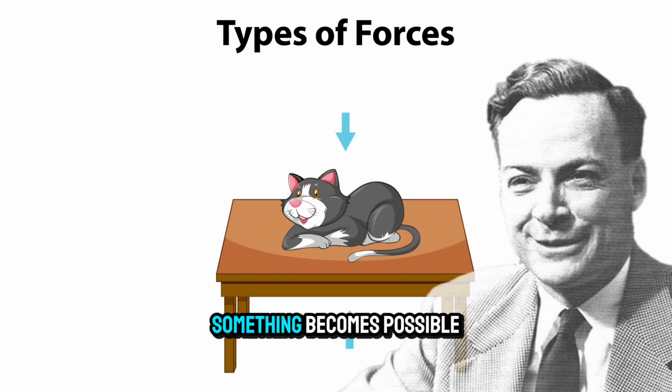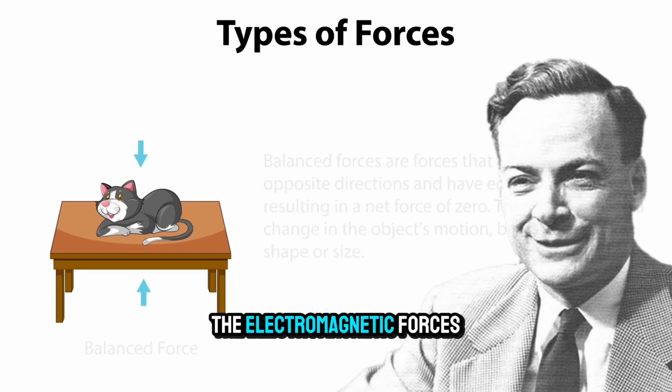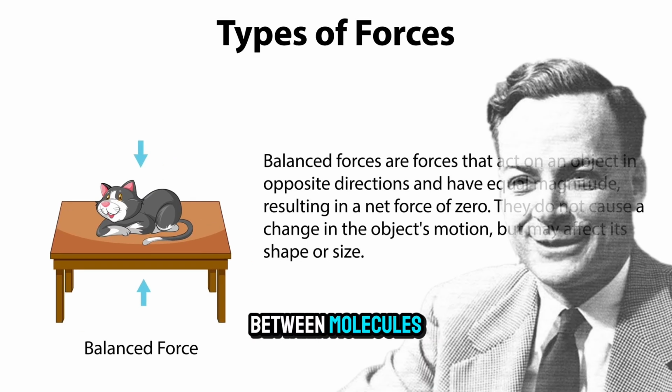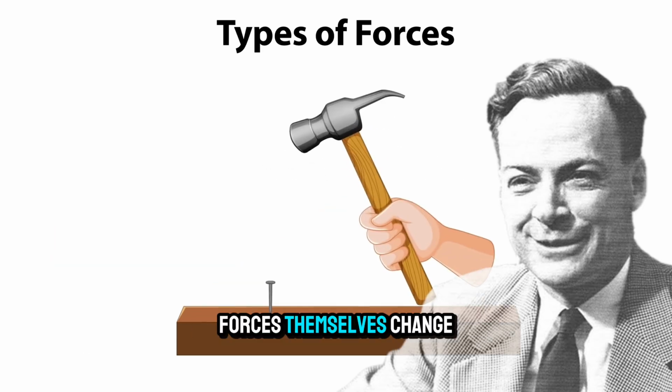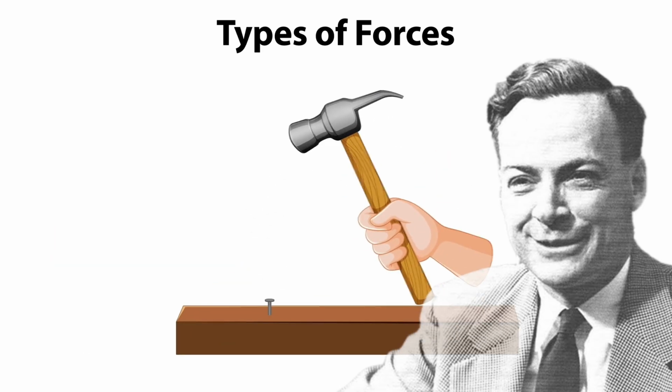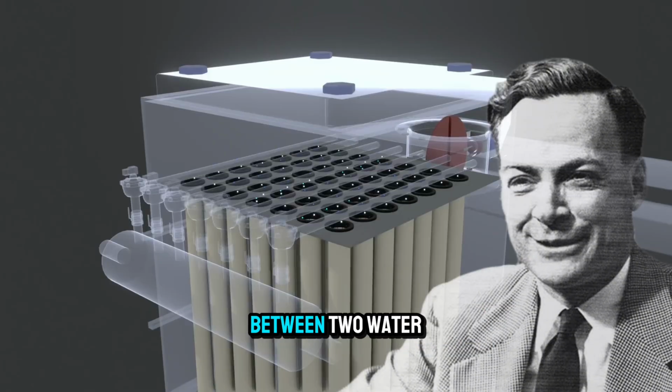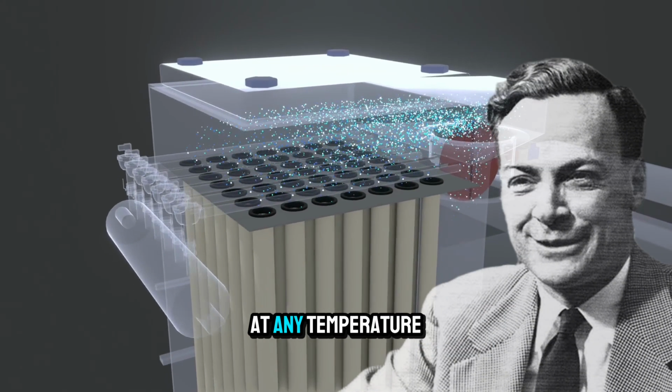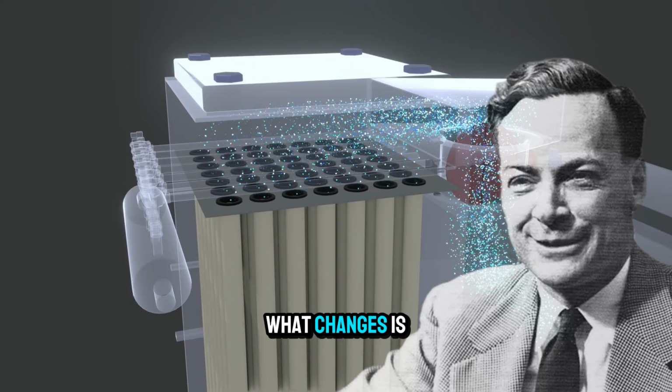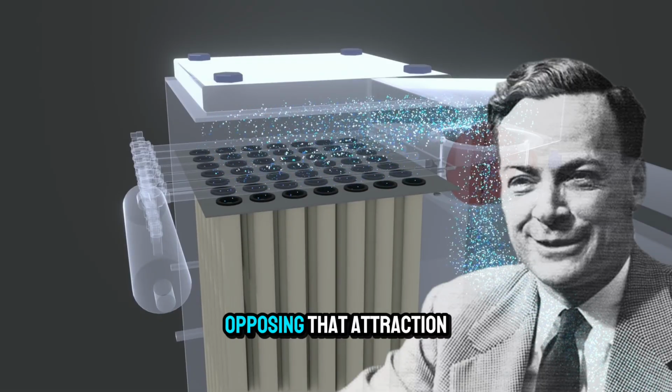slow, something becomes possible. The electromagnetic forces between molecules, the forces that were always there, suddenly become relatively stronger, not because the forces themselves change. They don't. The electromagnetic attraction between two water molecules is the same at any temperature. What changes is the kinetic energy opposing that attraction.